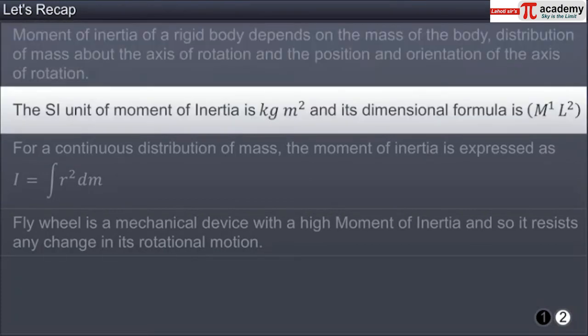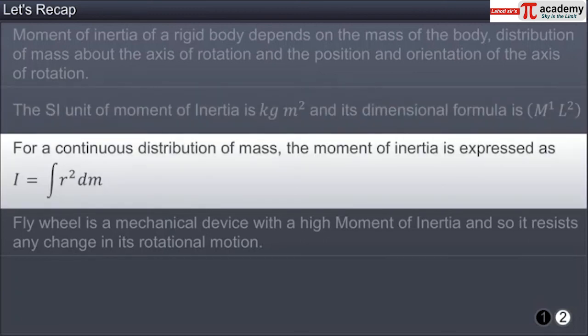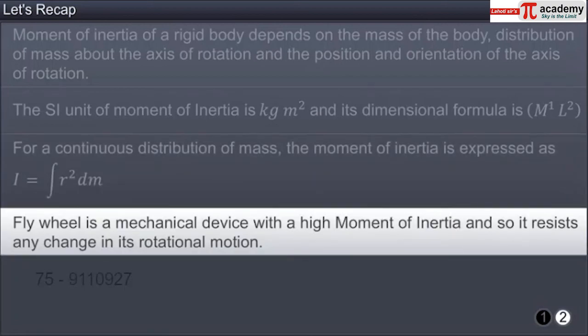The SI unit of moment of inertia is kilogram meter square, and its dimensional formula is M raised to power 1 and L raised to power 2. For a continuous distribution of mass, the moment of inertia is expressed as I is equal to integral of r squared dm. The flywheel is a mechanical device with a high moment of inertia, and so it resists any change in its rotational motion.